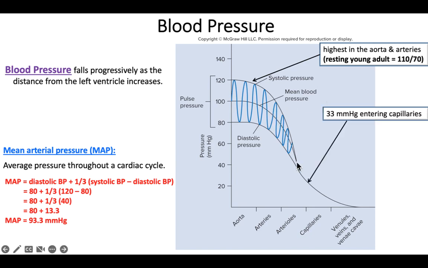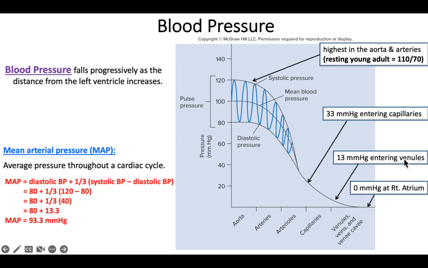When we get to the start of the capillary, it's down to about 30, 35, 33 millimeters mercury. When we leave a capillary, it's about 13. All right, so that's when we're going into the venules. And then when we get to the right atrium, it's 0. So that's the trend we see with blood pressure.